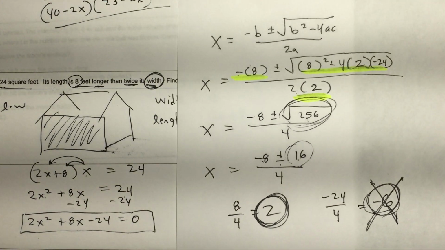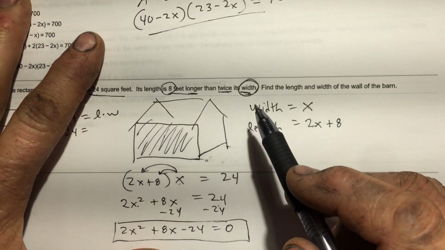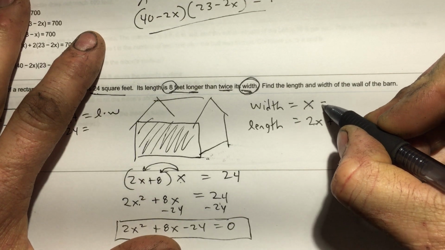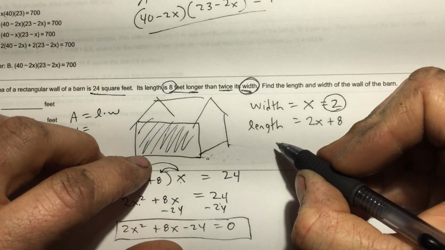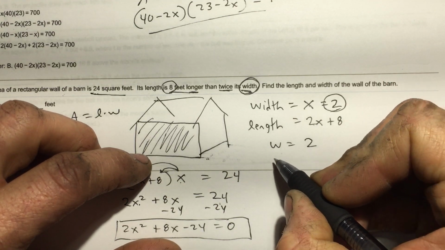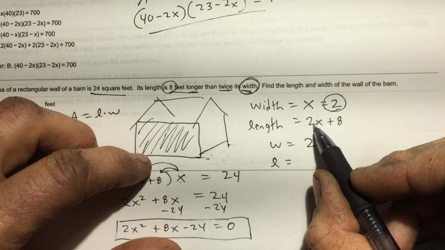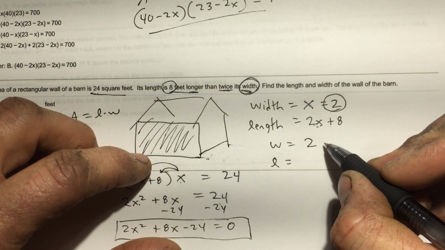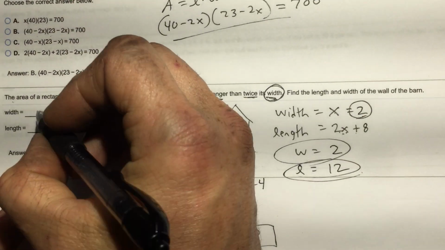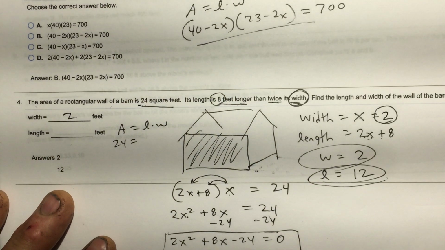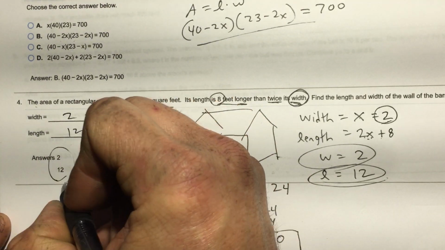Okay. All right, so let's go back over here then. X has to be 2. So there you go. My width would be 2. And my length, 2 times 2 is 4, and 4 plus 8 would be 12. And there you go. There's my width and my length. So my width is 2. My length is 12, and sure enough, we got this right.